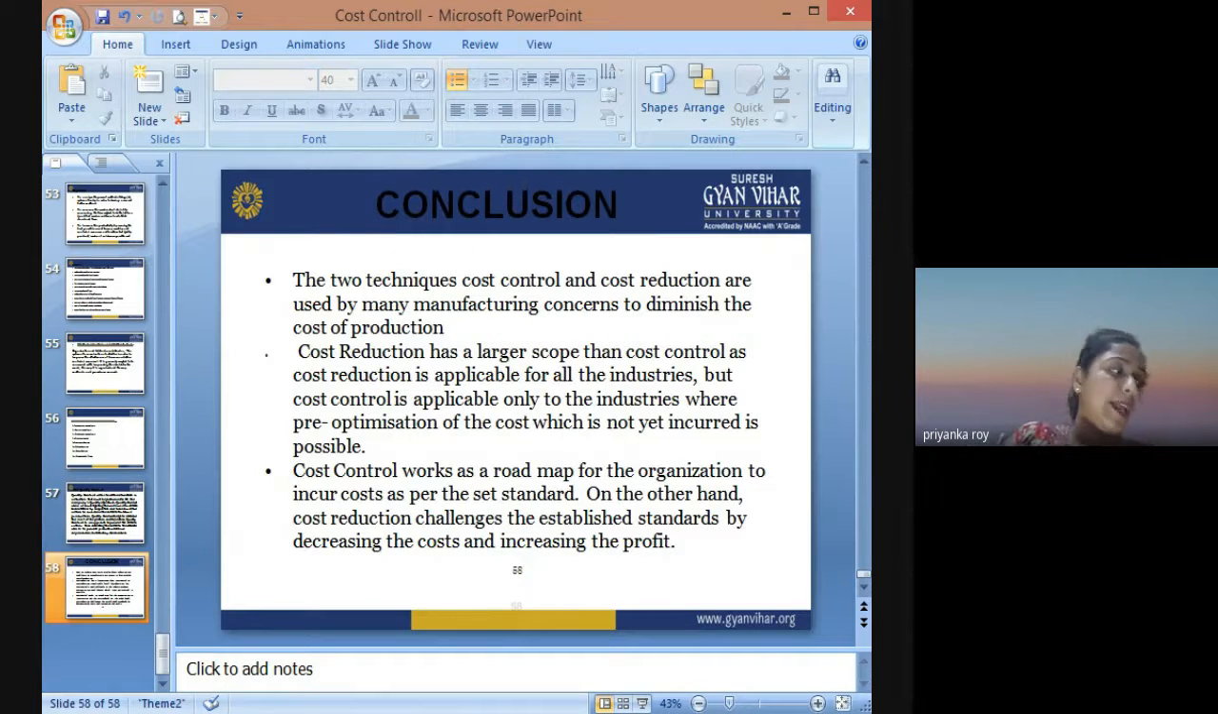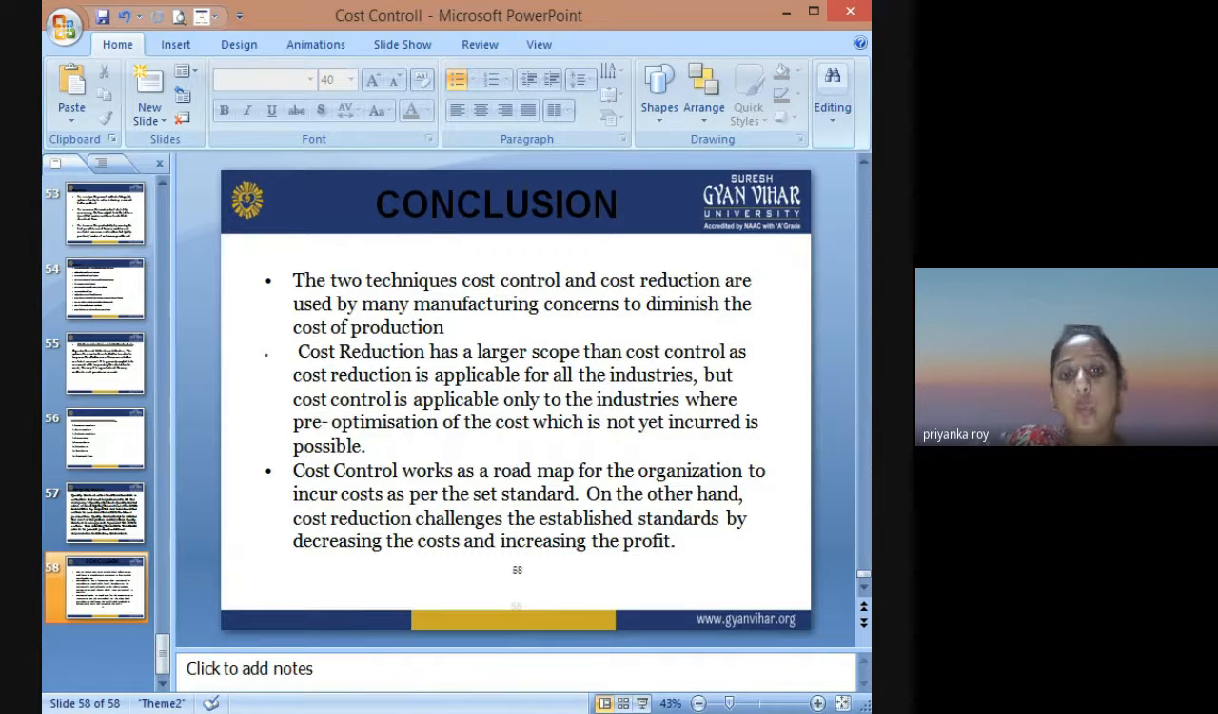At the end, I would like to conclude that the two techniques of cost control and cost reduction are used by many manufacturing concerns to diminish the cost of production. Cost reduction has a larger scope than cost control, as cost reduction is applicable to all industries, but cost control is applicable only to industries where pre-optimization of the cost, which is not yet incurred, is possible.